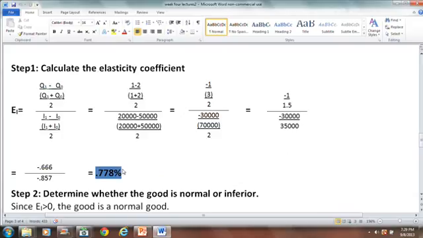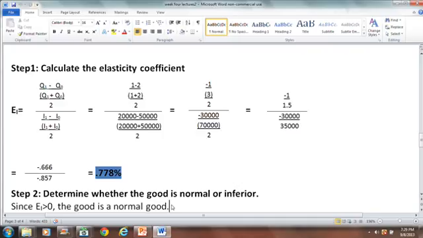Now, in the second step, now that I have the coefficient, I just need to interpret what it means. In the second step, we're trying to determine whether the good is normal or inferior. Since the elasticity coefficient is greater than 0, it's positive, we can conclude that the good in question, whatever that good is, is a normal good. For a normal good, there's a positive relationship between income and purchases. So a positive coefficient means the good is normal. These results can be interpreted from the interpretation of elasticity value handout that I gave you.